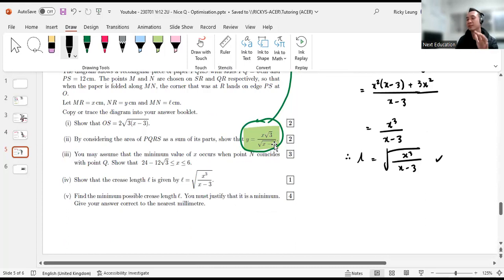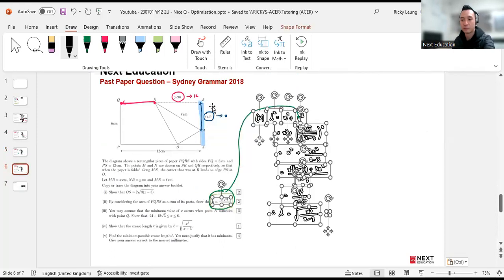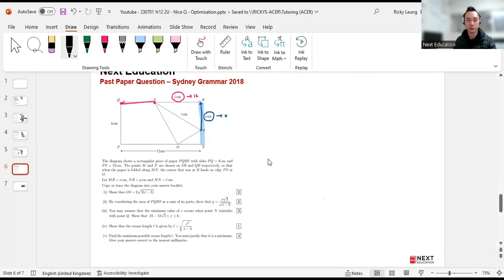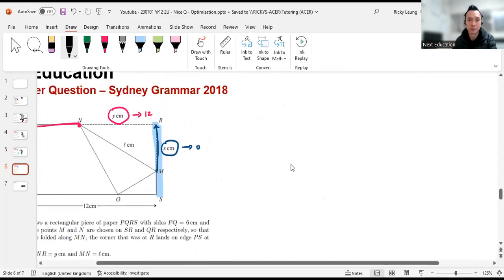So this is basically the game, right? We've worked through 8 marks to get us to the optimization question. So let's start a fresh page for this. All right, so let's optimize. This is for part 5, L equals the square root of x cubed over x minus 3. Nice question, right? It all leads to this one. I've got to differentiate it and test for max min.